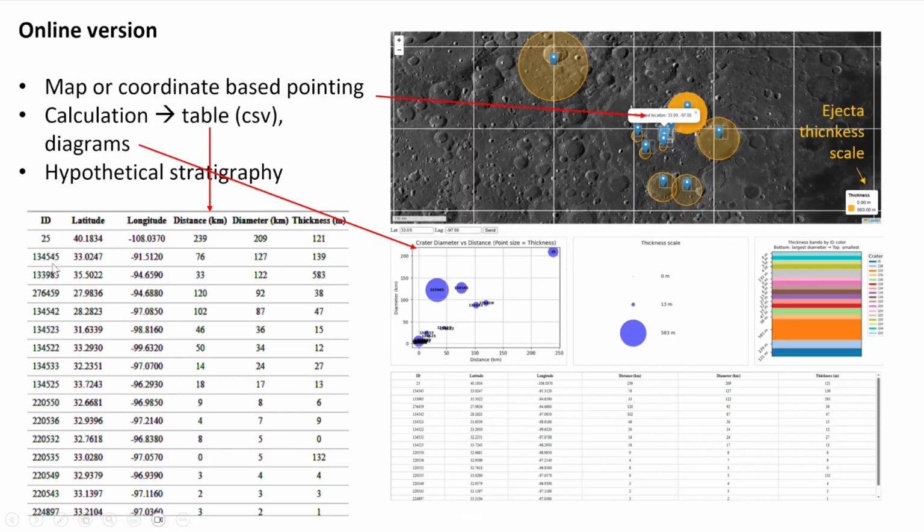It gives the ID number, latitude, longitude, distance, diameter, and the thickness of the ejecta that you receive from the given crater. And theoretically, it provides a stratigraphy, which is on the right. You might realize this is a fake stratigraphy, so it is an earlier one which had a minimal thickness value. In reality, it is not like this, and now it works much better.